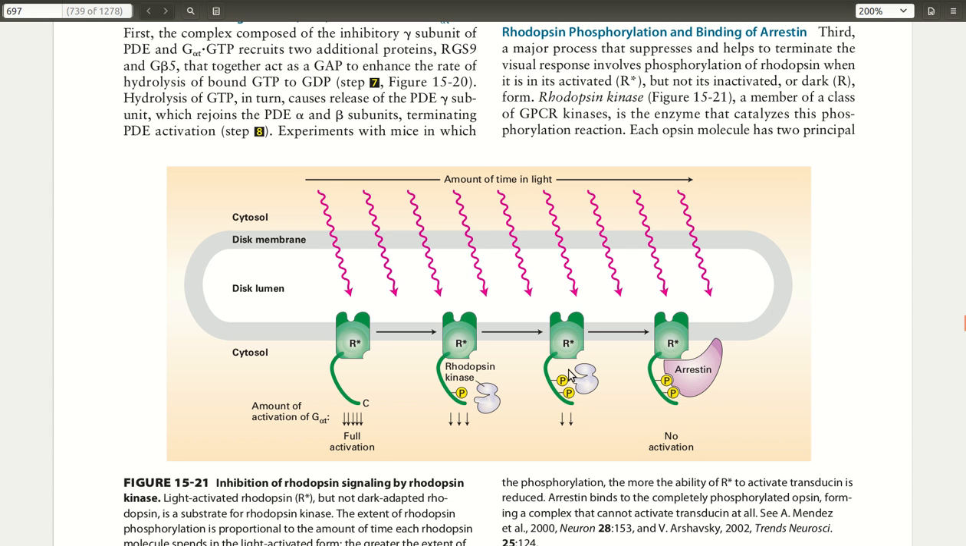And then even further in time, a second phosphate will be attached by the kinase, and then this allows an arrestin protein to bind to the receptor and prevent it from activating any further visual signals.